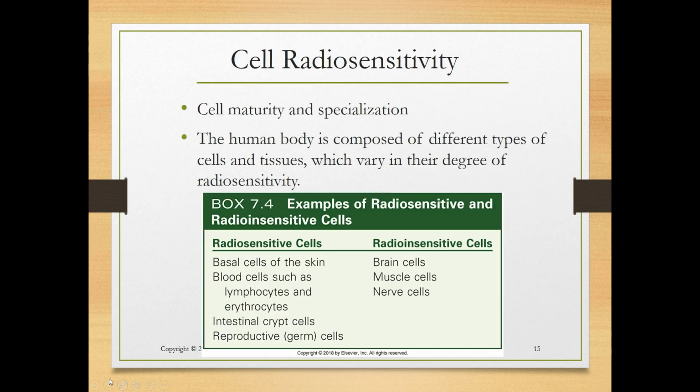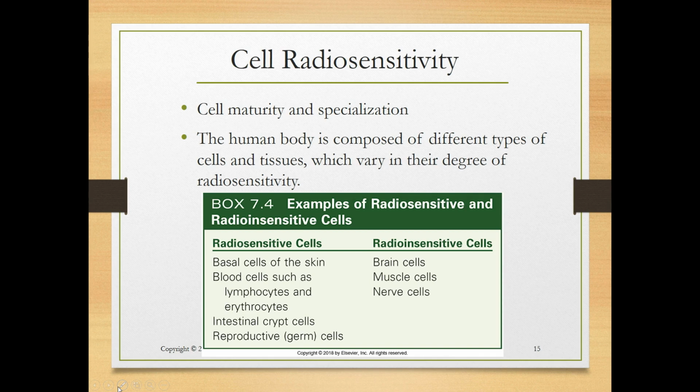So this next slide is cell radiosensitivity. Remember, cells vary in their degree of radiosensitivity. Immature cells, which are non-specialized, undifferentiated, and undergo rapid cell division, are very radiosensitive, versus more mature cells, which are specialized. They're highly differentiated, they divide at a slower rate, and they are less radiosensitive. Okay, or insensitive, they can be called.